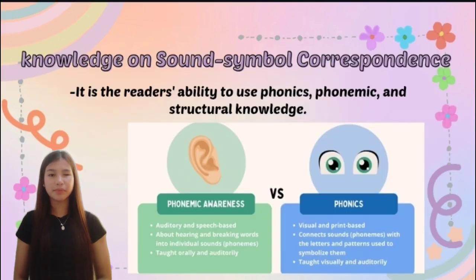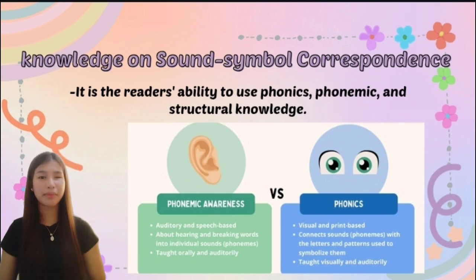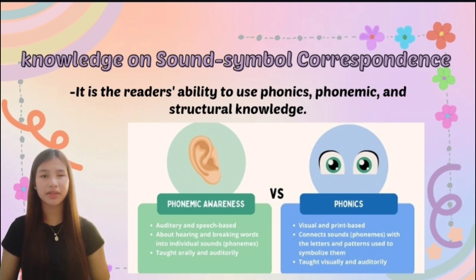Knowledge of sound symbol correspondence is the ability to use phonics, phonemic, and structural analysis knowledge. Phonics is visual and print based, and it connects sounds or phonemes with the letters and patterns used to symbolize them. Phonics is also taught visually and auditorily. Sound symbol correspondence involves knowledge of the sounds represented by the letters or the manuscript symbols, and the letters used to represent the sound.